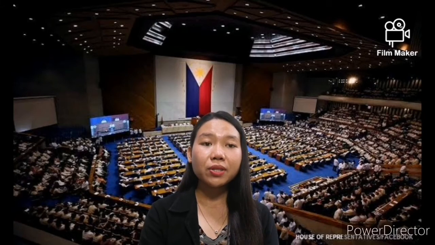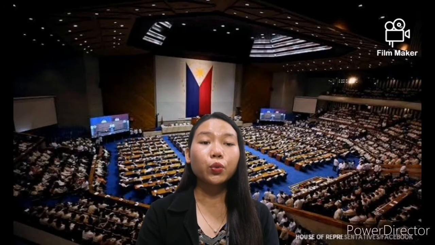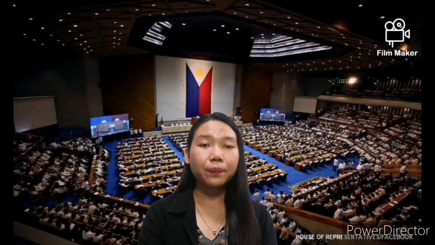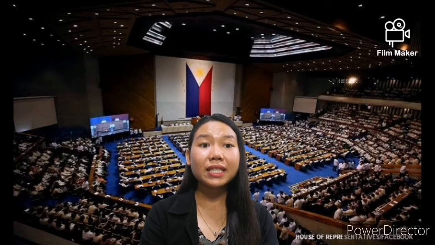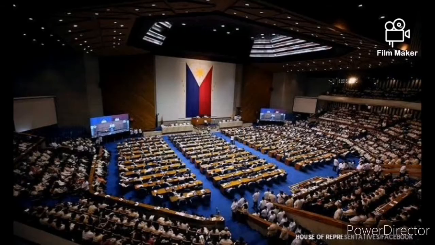So sa 24 ka members sa Senate, kinahanglan sila og 2/3 para mapasa ang usa ka motion. So pila ka members nag-constitute anang 2/3? So sa 24 ka members, ang 2/3 ana is 16. So they need to have majority number 16. Kaya 24 times 2/3 equals 16.